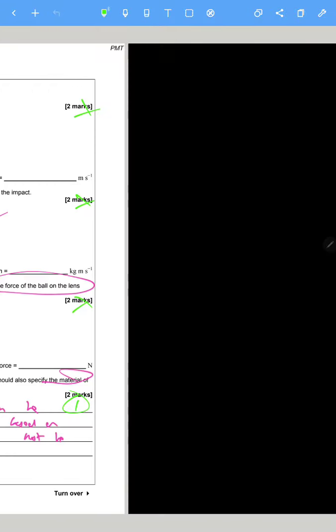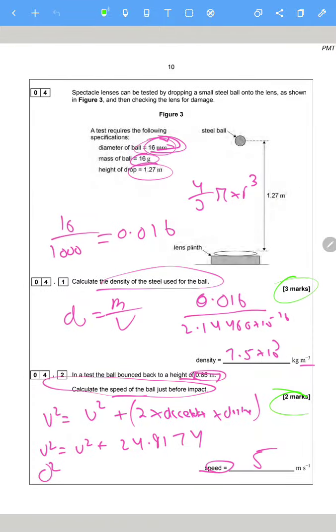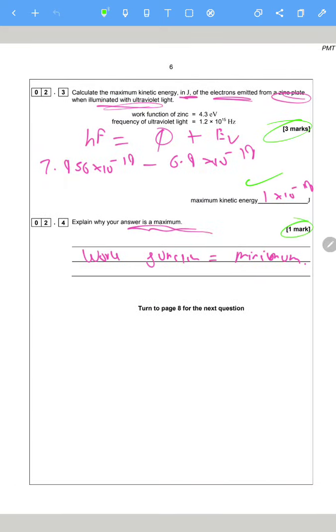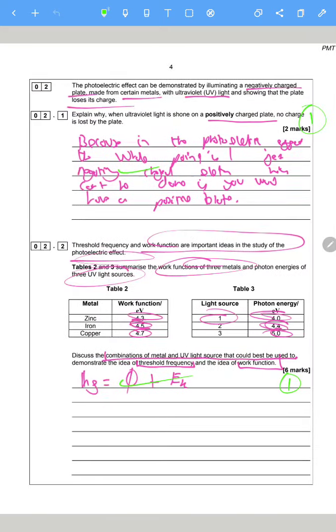3, 4, 5, 6, 7, 8, 9, 10, and so on, counting up the marks to 42.